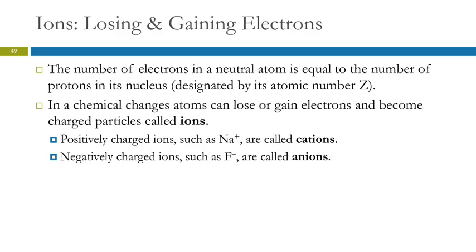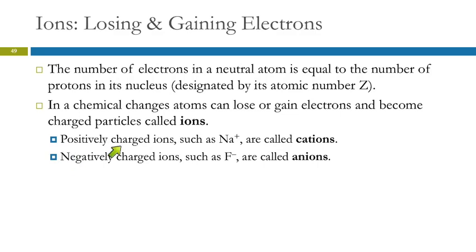Atoms can gain or lose electrons, though. They're not going to change their protons and neutrons in a chemical reaction, but the electrons can be lost and gained. So if you lose or gain electrons, you're going to have a charge on the particle now, and then we call it an ion. An ion is an atom that has a charge on it.